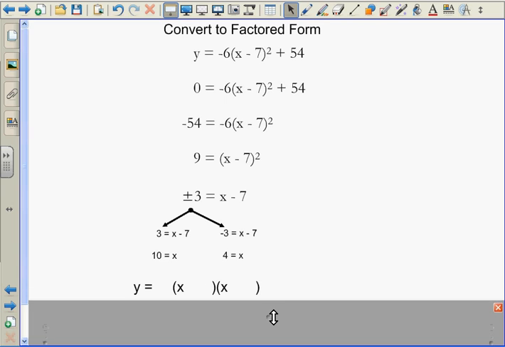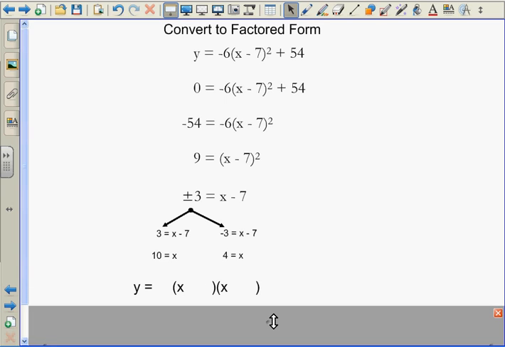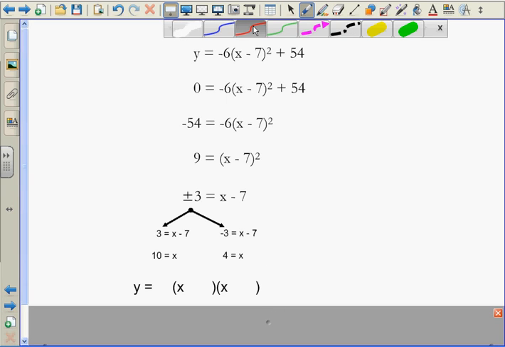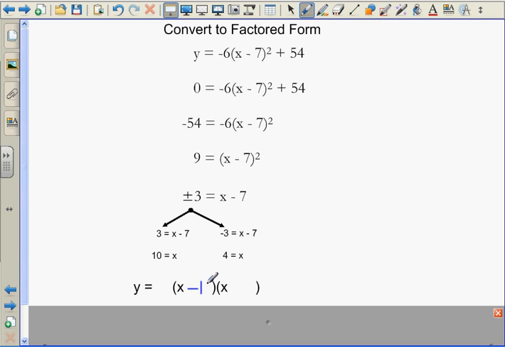Okay, so now's the part where we actually need to put it into factored form. If it was positive 10, we know that in this form, in the parentheses, it was minus 10, because positive 10 would make this parentheses equal to 0. Again, positive 4 would have been negative 4 in the parentheses, because positive 4 would make this parentheses 0. And the last step is we just need to plug in our a value. If we look back up here, our a value was negative 6. There we go. Negative 6.